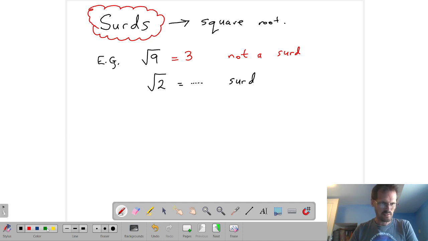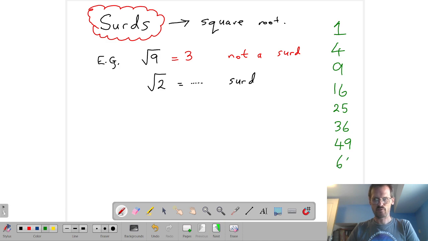Now, at this point, it would help if we knew all the numbers that you can easily square root. And those are your square numbers. So square root of 1 is 1. Square root of 4, that's 2. Square root of 9 is 3, square root of 16 is 4, square root of 25 is 5, square root of 36 is 6, square root of 49 is 7, square root of 64 is 8, square root of 81 is 9, and of course the square root of 100 is 10.